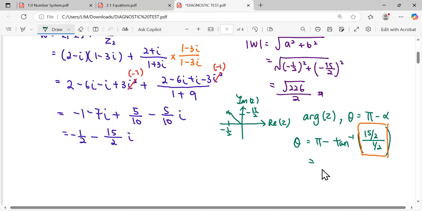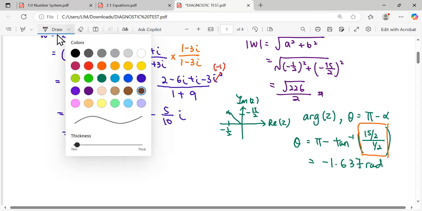Then you just need to press your calculator in radian mode. So definitely they will give you 1.637 radian. Make sure our decimal is more than 3 significant figures. So what I give here is 4 significant figures.